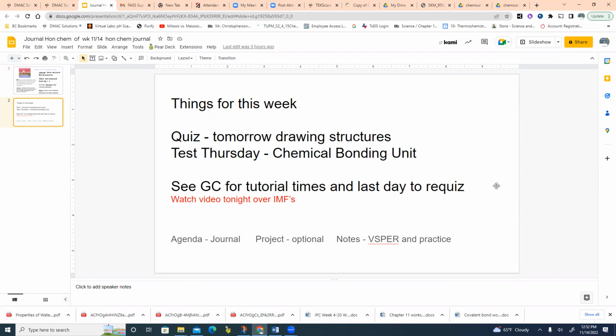You have a test on Thursday over this unit, and it will be an open notes test, which I hate to say because that means some of y'all won't study at all. But if you don't study at all, you will not get finished with it. Just because it's open notes and you don't know where to go, you're not going to get finished with it. There will be no exceptions on the time. My Google Classroom tutorial times, last day requiz, all posted in the usual place. There's a video that you can watch tonight that would be helpful for what we are doing tomorrow.